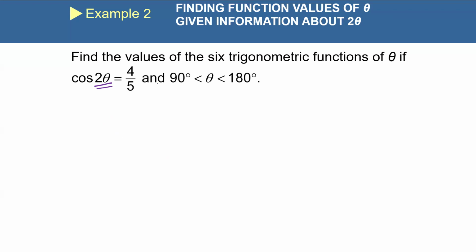What we do know is that this angle lies between 90 and 180. So if it's between 90 and 180, that's in quadrant 2. So we're using quadrant number 2, which means that our x's are negative and our y's are positive. So cosine is negative, sine is positive, and therefore tangent.